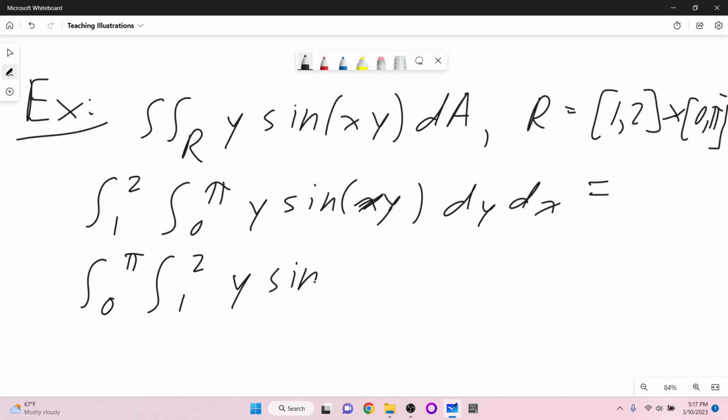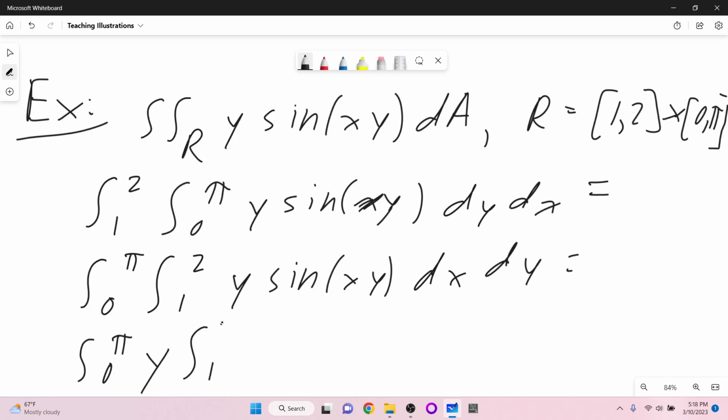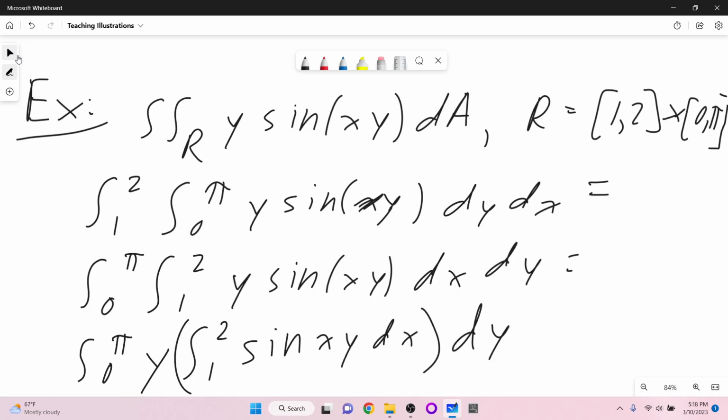Y sine of xy dx dy. Okay, now in this case, I can just factor that y out. Because this dx is with respect to x, meaning y is a constant, so I can just pull it out altogether. 0 to pi of y, 1 to 2 of sine xy dx, dy.